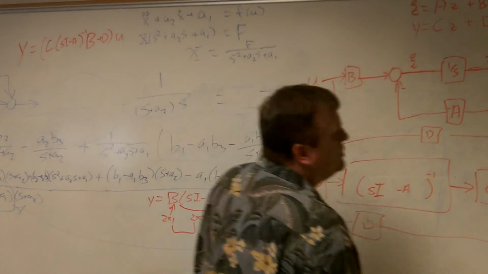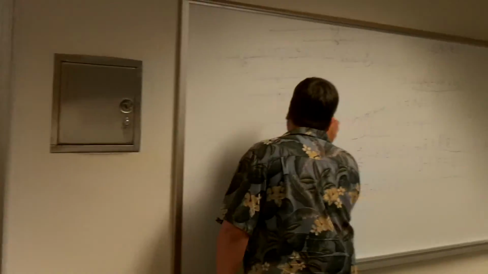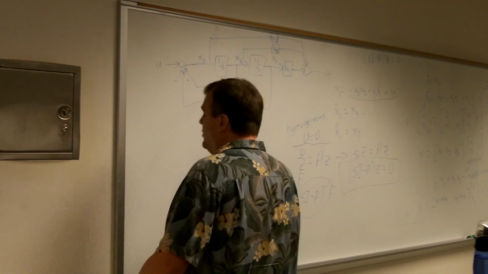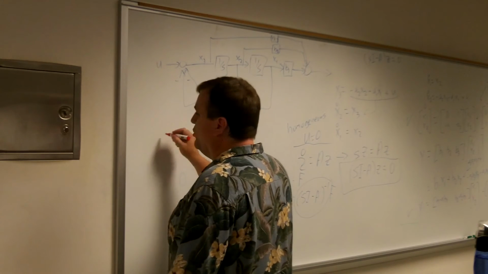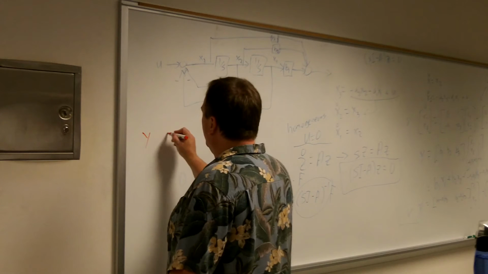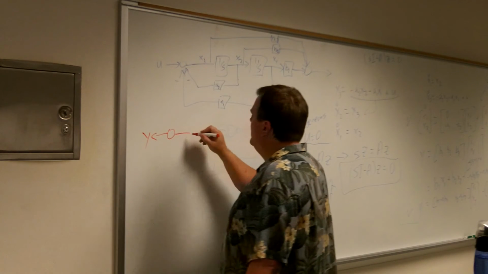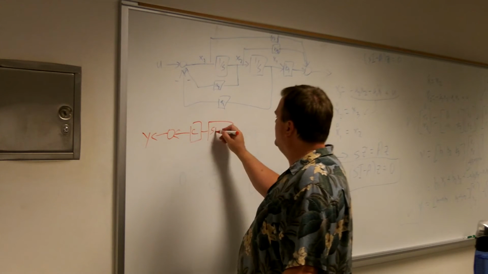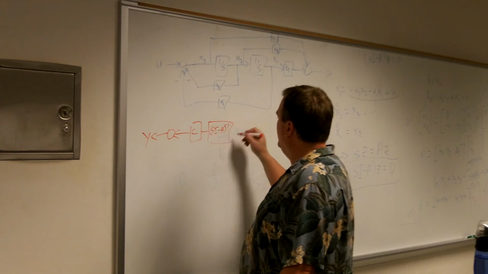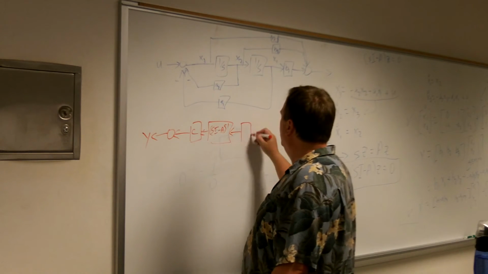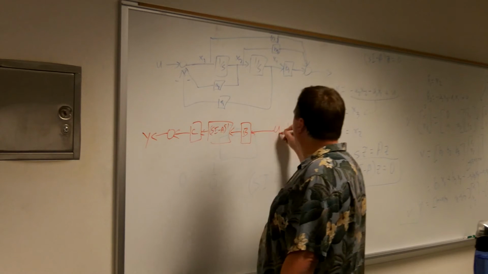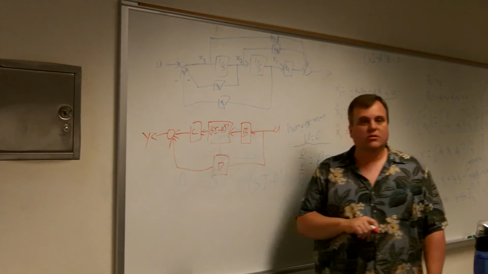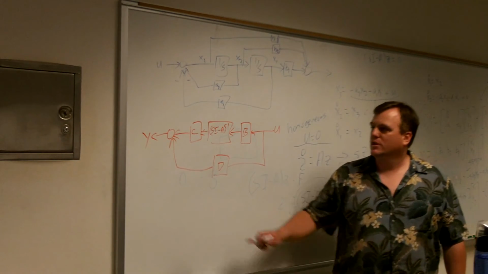If you had written this in reverse order, which is the way I believe you should have done it, or anybody should have done it, but no book in the world does, if you had written this so that Y was over here, and coming in was C, and then you have your SI minus A inverse, B, there's U coming in, and there's your D. If you wrote it this way, watch what happens.